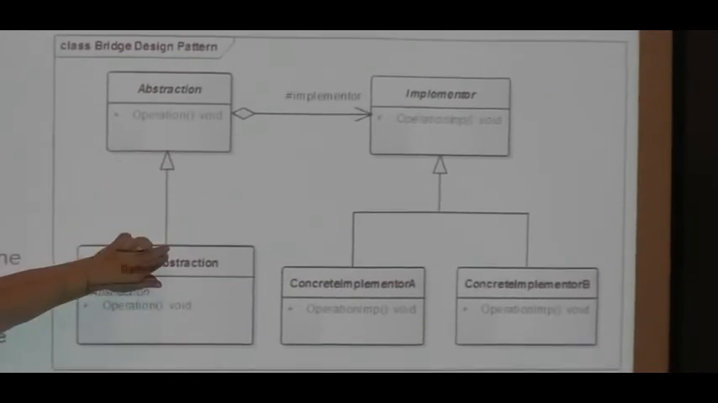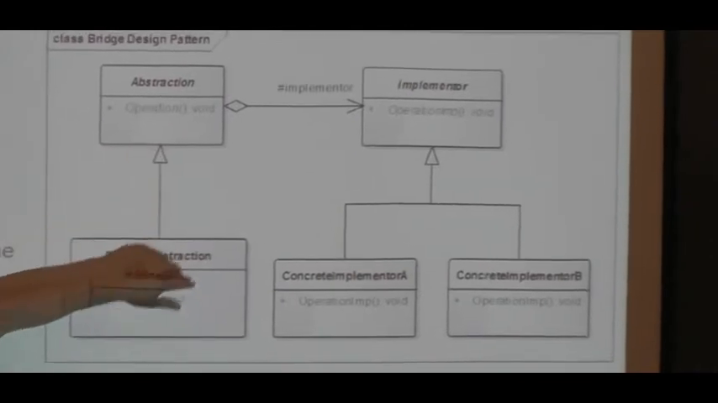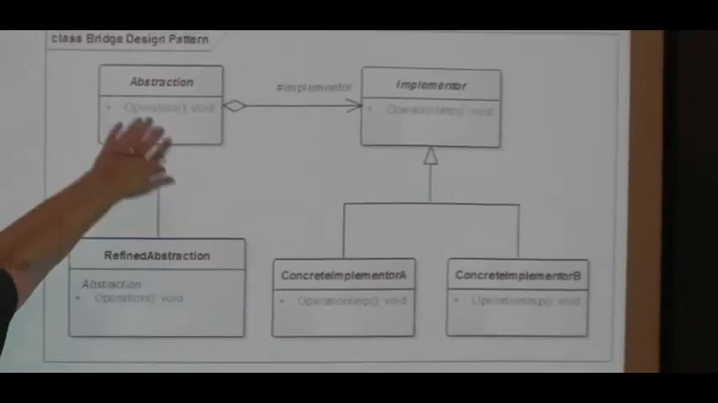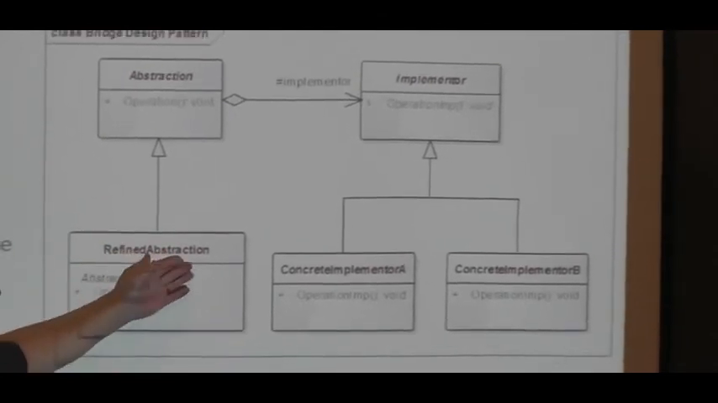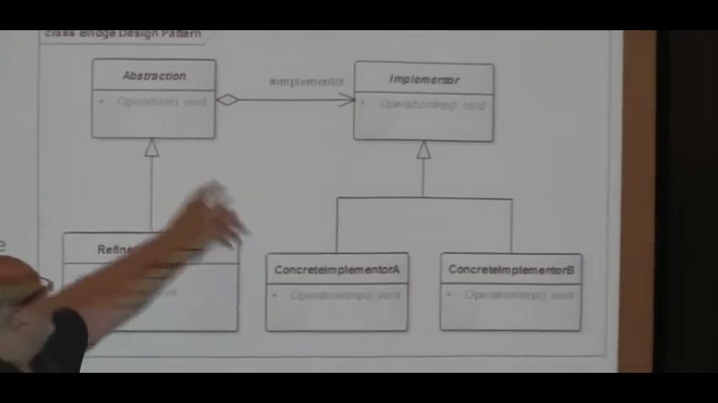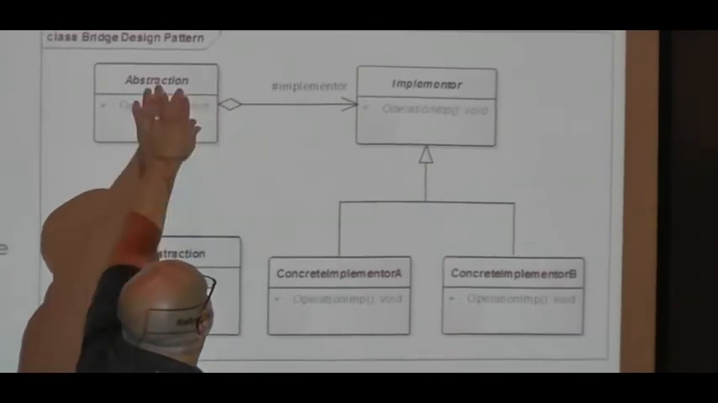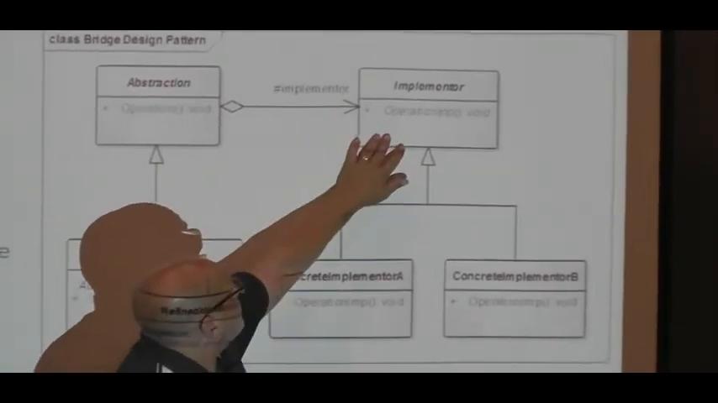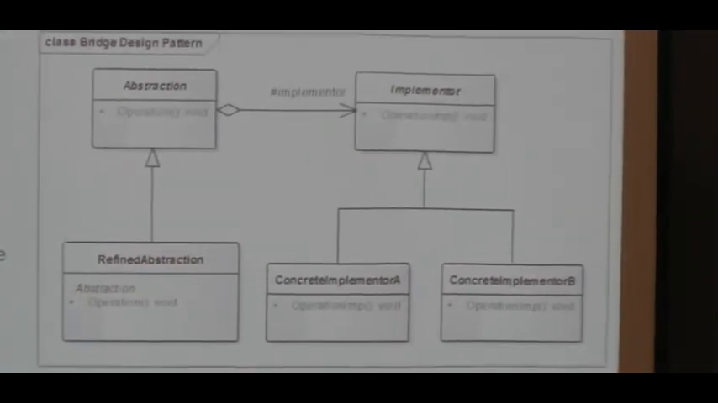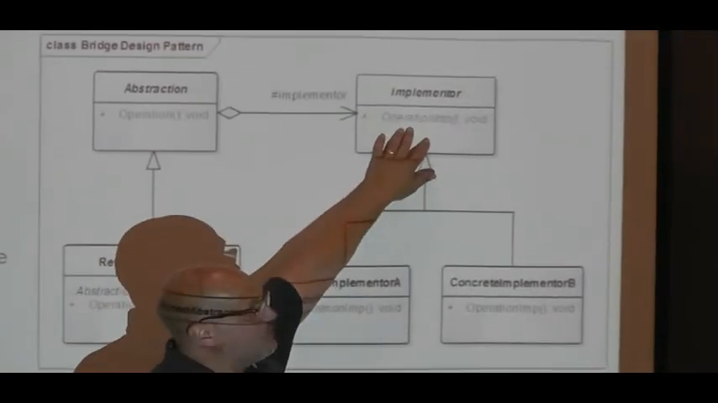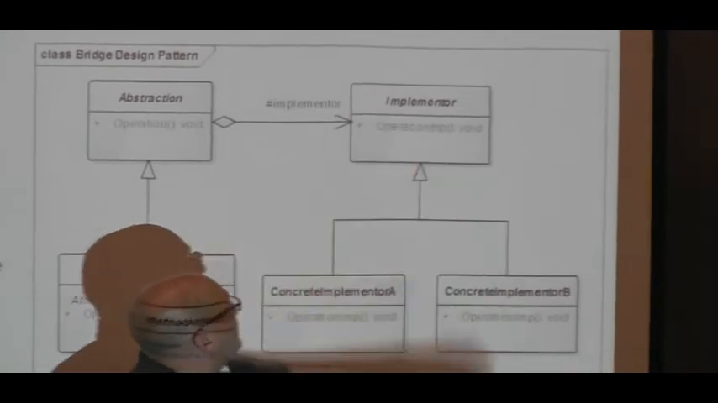This relation is a generalization to the abstraction, so it means that this class inherits from this class, or in a common language way, we can say that a refined abstraction is an abstraction. This association here means that the abstraction uses an implementer. And when we see these things, it's because these two classes inherit from this one too. So the concrete implementer A is an implementer, and the concrete implementer B is an implementer.